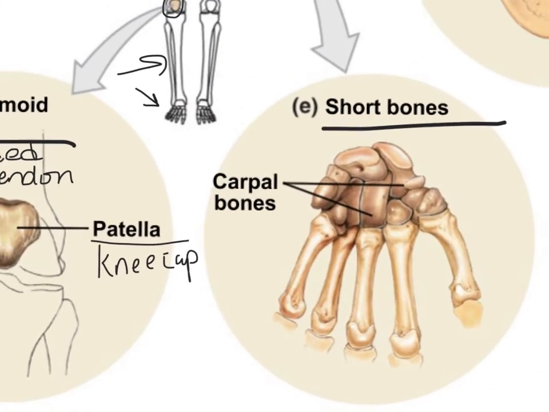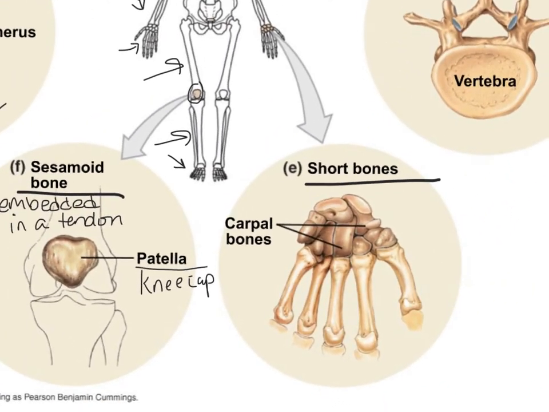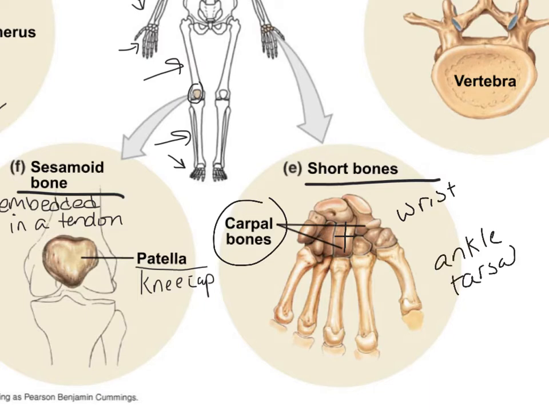Then we look at these bones, which are called short bones. Short bones are about as wide as they are long. They might not be exactly square-shaped, but they don't have a lot of length to them. The carpal bones are short bones. Those are in your wrist, right? We also see in your ankle, there are some bones called the tarsal bones. Those are also short bones.